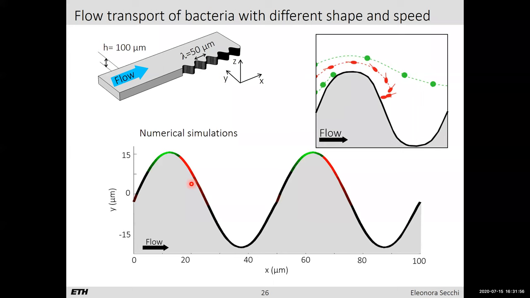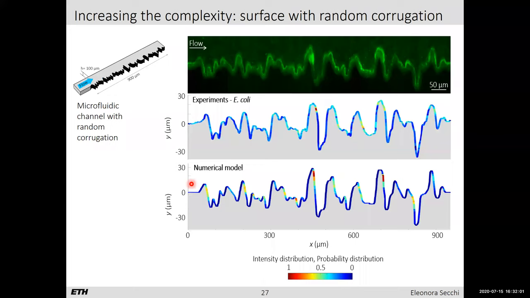In order to mimic more real and complex surfaces, we increased the complexity of the curvature. And here maybe the experimental data are more noisy due to the increased complexity. However, what we can see is that we have hotspots of colonization behind the apexes, so again, leeward peaks. And these correspond very well between experiments and simulation.